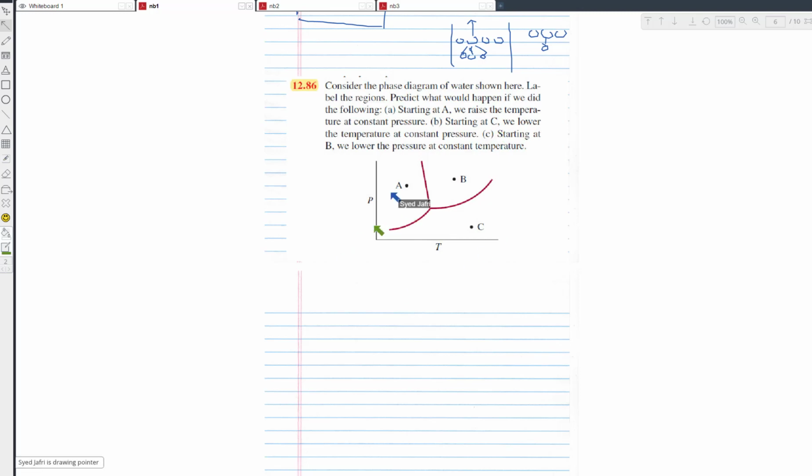And now what happens when you further decrease? It will cross the line, enter into region A, and change into what? All the way completely solid. Okay, starting at B, we lower the pressure. Now you are not changing that.